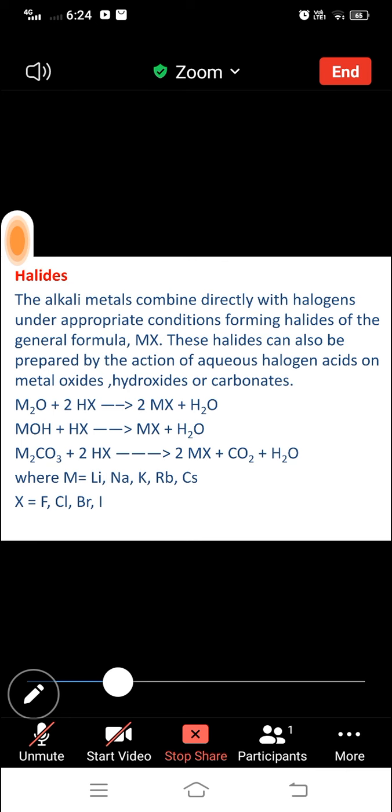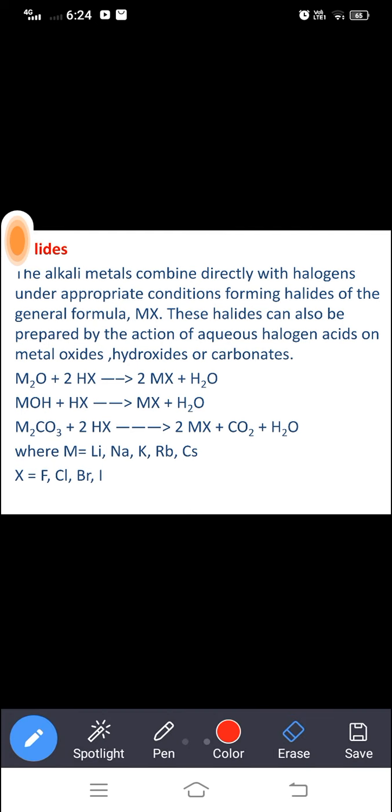And halides: the alkali metals combine directly with the halogens under appropriate conditions, forming halides with the general formula MX. The halides can also be prepared by the action of aqueous halogen acids, like hydrochloric acid. How the halides are prepared from metallic oxide, metallic hydroxide and metallic carbonate, we are going to discuss in this slide.